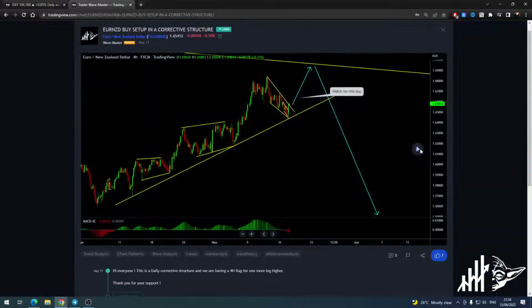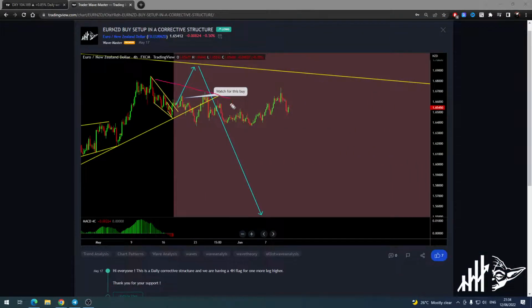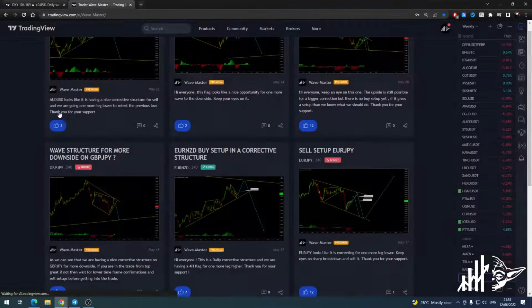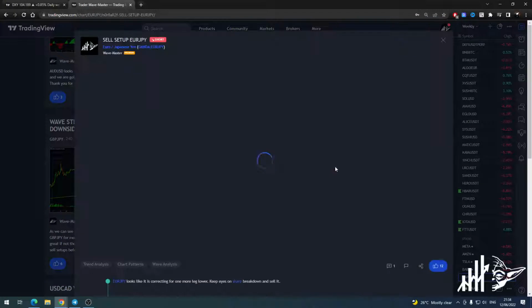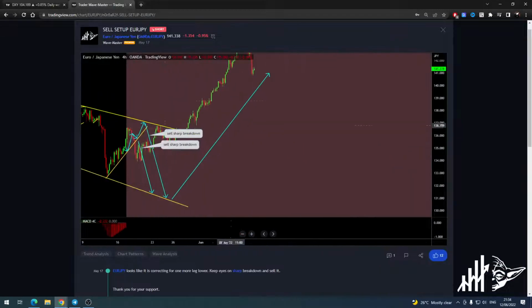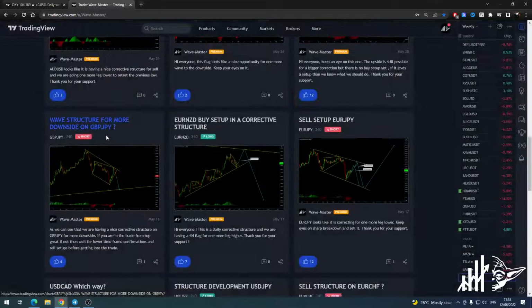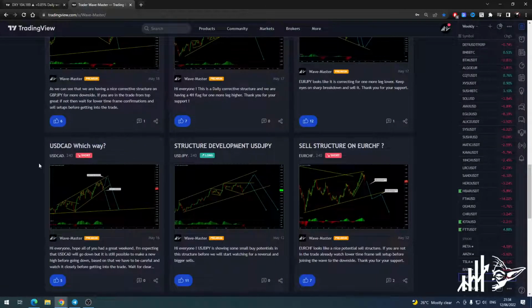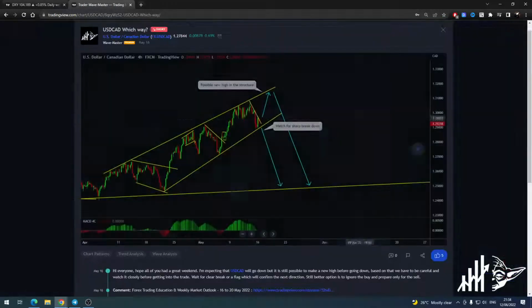Euro New Zealand, what it did, went for the bigger correction, trying to go higher. That's not a buy, so you are not going to watch the buy over there. Euro yen went up higher. And that's it, that's everything for this.